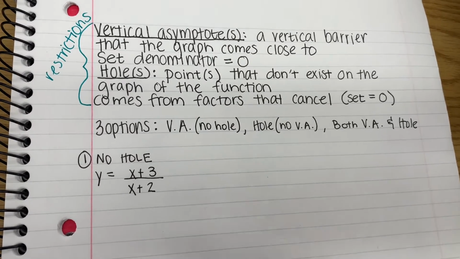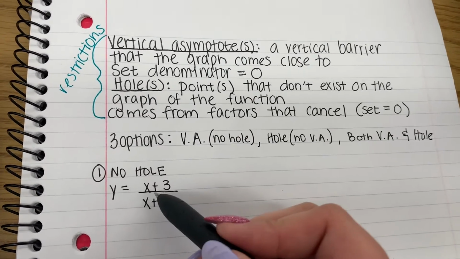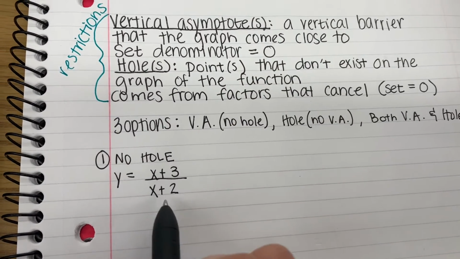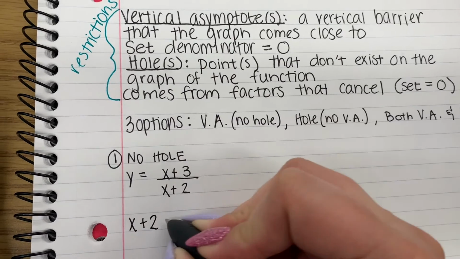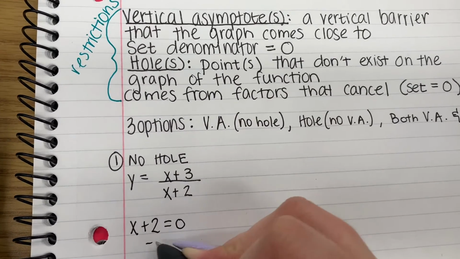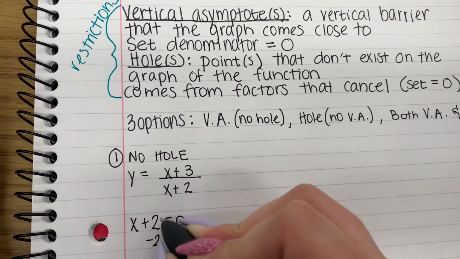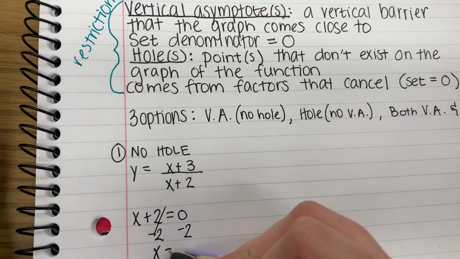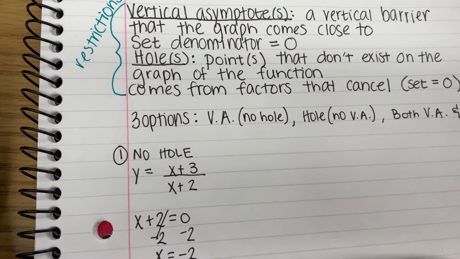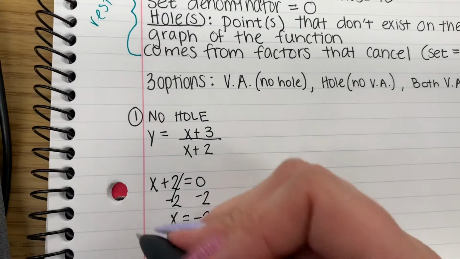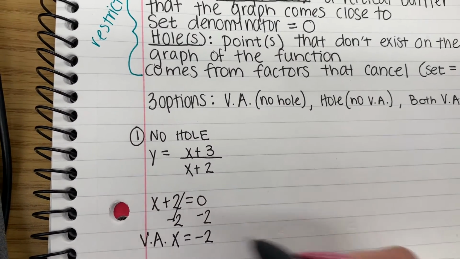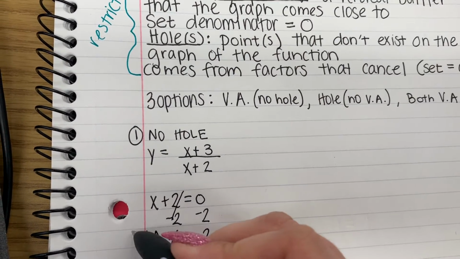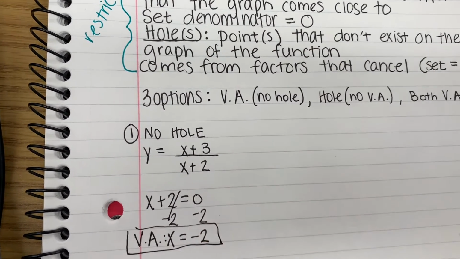So with this first example, we're not going to find a hole because we can't factor anything here, so we can't cancel anything out. Remember that you can't cancel those x's because they're separated by plus signs. So we're just going to set the denominator equal to 0. We'll find x equals -2, and that is our vertical asymptote. You set the denominator equal to 0, and boom, you got a vertical asymptote. Those come from our domain restrictions, like we found when we were solving rational equations.